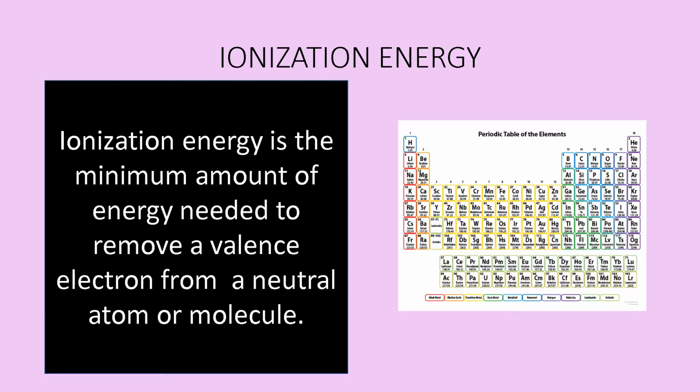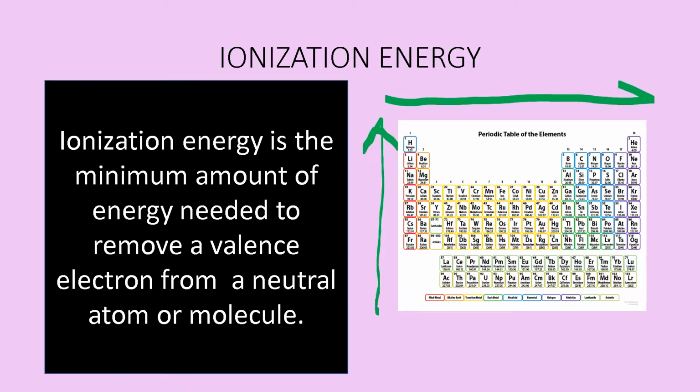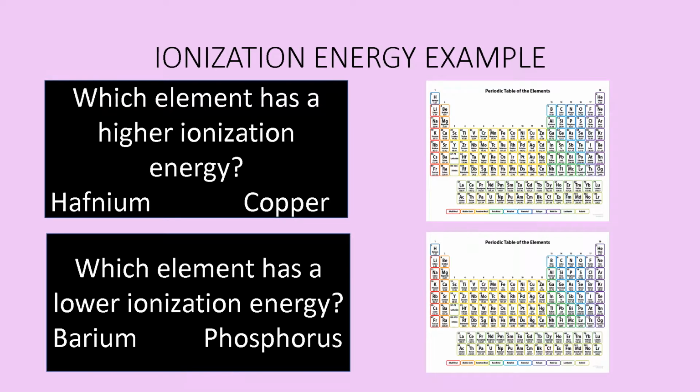Ionization energy is the minimum amount of energy needed to remove a valence electron from a neutral atom or molecule. And the order of increasing ionization energy goes from bottom to top and from left to right. So we're going to go over a couple examples with that. So which element has a higher ionization energy? Is it hafnium or copper?